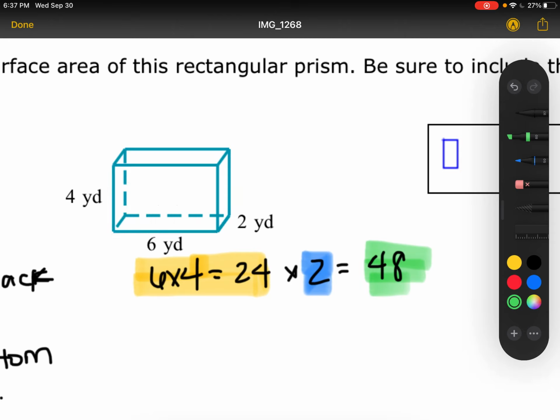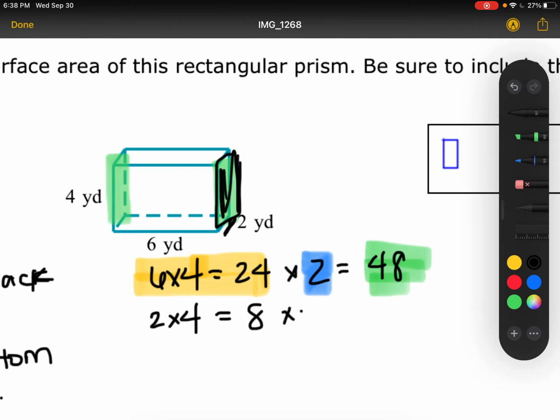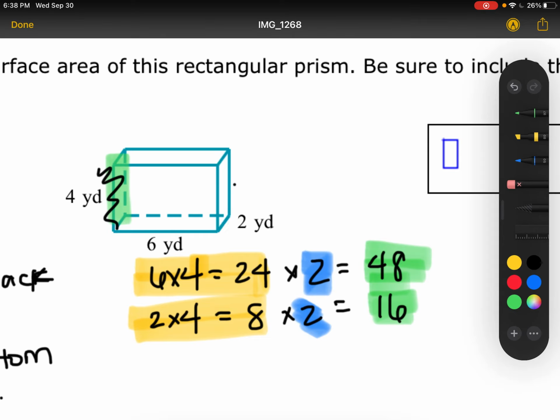Now I'm going to look for the two sides. So I have this side here and this side there. That side has a width of 2, and again, it has a height of 4. So I'm going to say 2 times 4. That equals 8, so that is the area of one side. But there's 2 of them, because there's 2 sides, this one and this one, and that's 16. So again, this is times 2, and this is the area of the side.